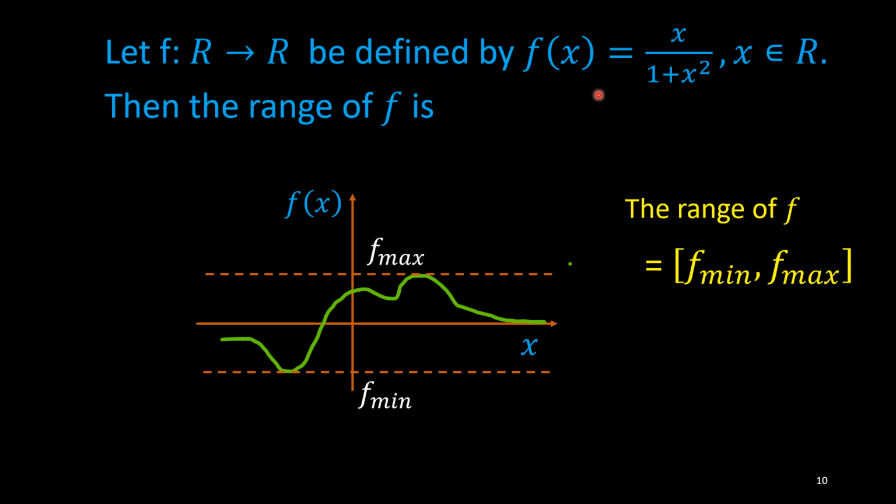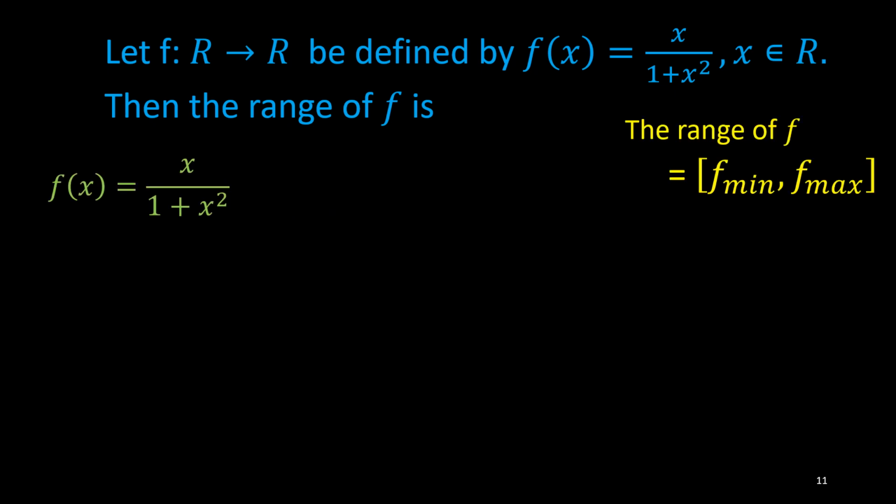f of x equals x upon 1 plus x squared. So this is the function given here. Now we need to find out its maxima and minima. We can use calculus, but if the function is given in this form, with a numerator and a denominator, and the numerator or denominator is a quadratic function, then we can use a trick. Just follow what I am doing.